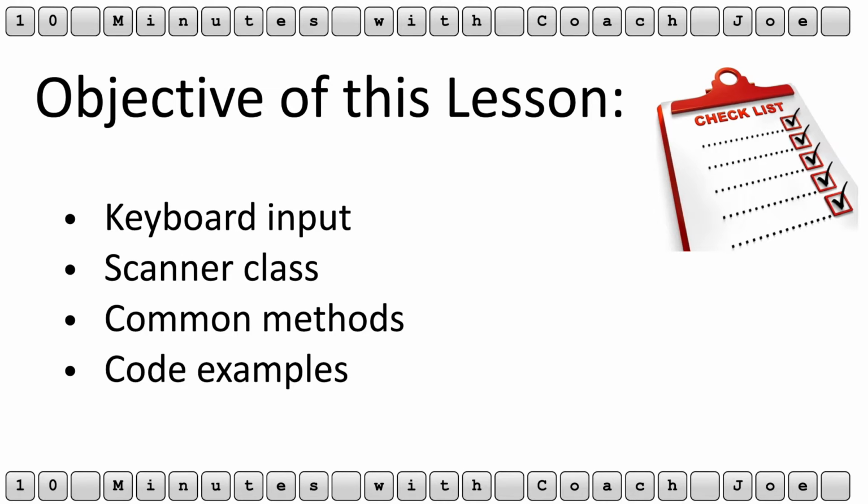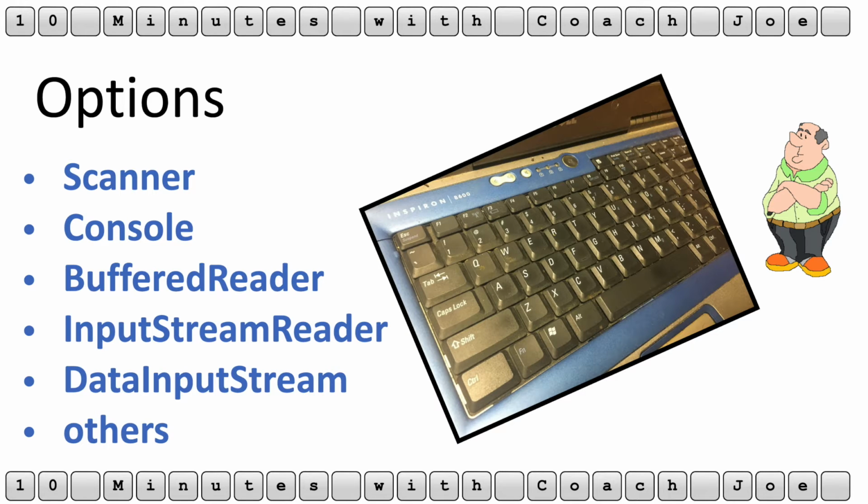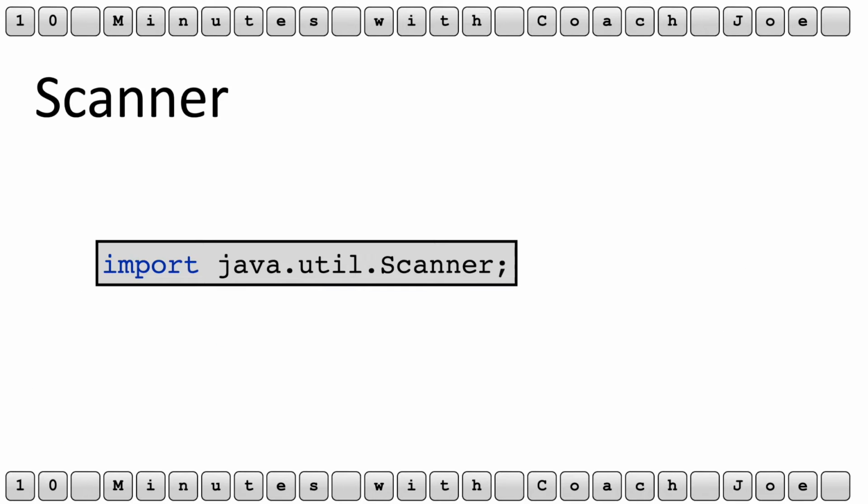In this lesson, we will review receiving input from the keyboard with the Scanner class, syntax for several common method options, and code examples. While creating an application, you may need to collect keyboard input directly from the user. There are several options in Java to choose from. The most popular option is the Scanner class, which reads text from the standard input, like the keyboard, and returns it to the application. It should be available to you inside the java.util package.